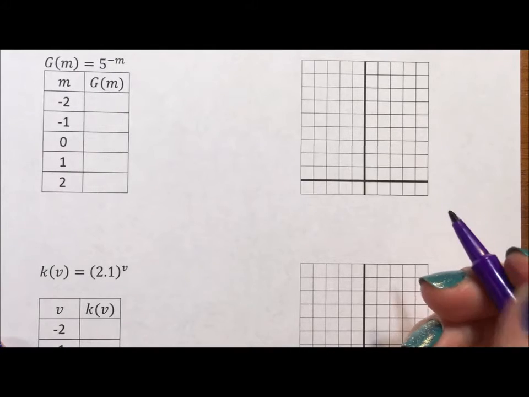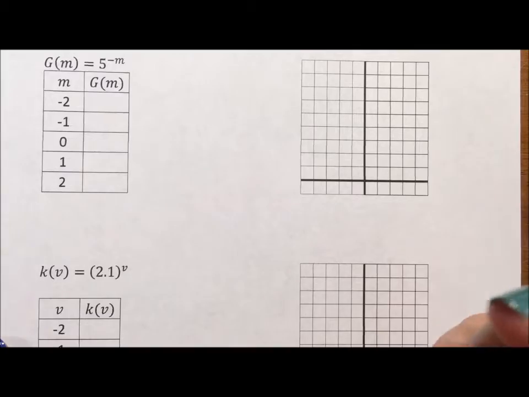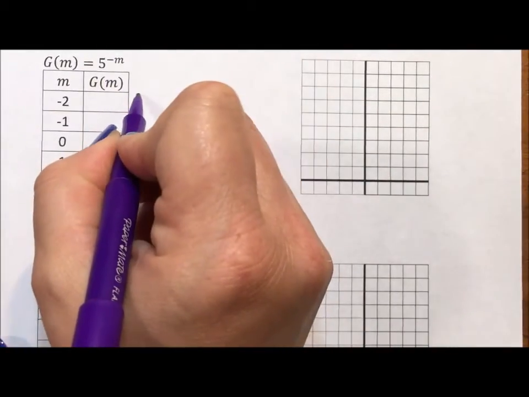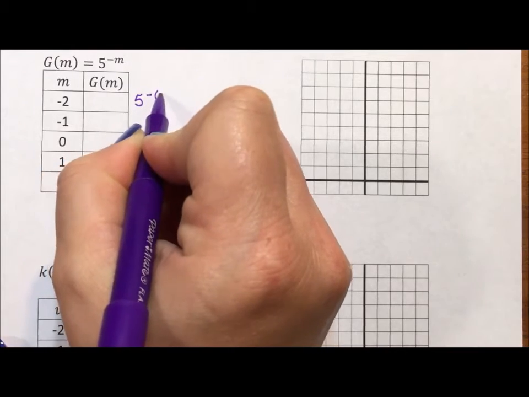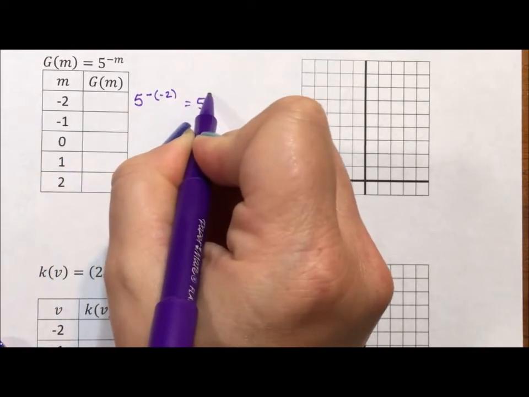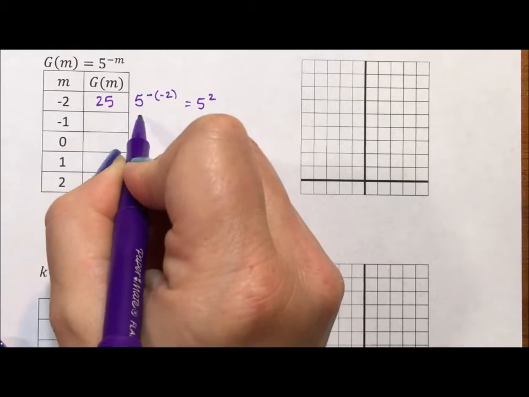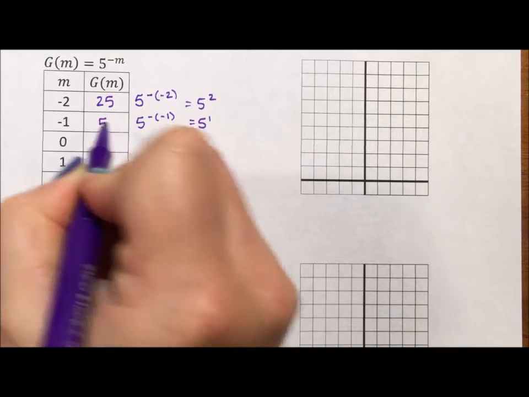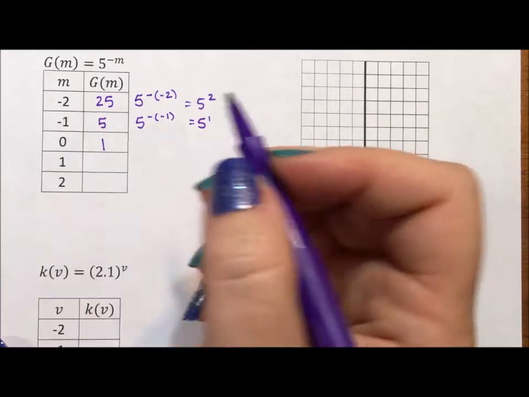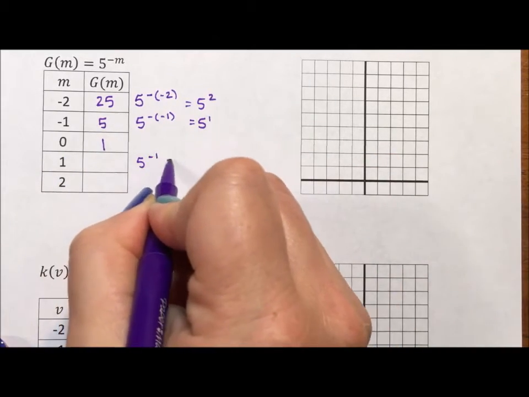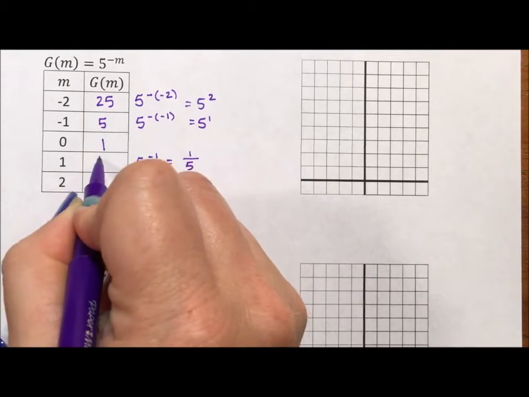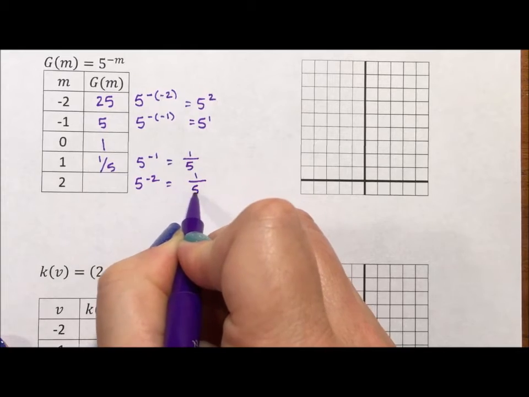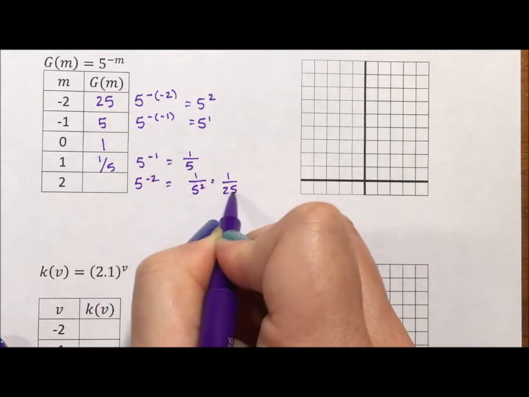Today I'm doing a series of videos on exponential functions, and in this video specifically graphing. So this one's tricky. There's a lot of negatives going on. 5 to the negative 2 is the same as 1 over 5 squared, which is 1 over 25. 5 to the negative 1 is 1 over 5, which is 1/5. Anything to the power of 0 is 1. 5 to the first power is 5, and 5 squared is 25.